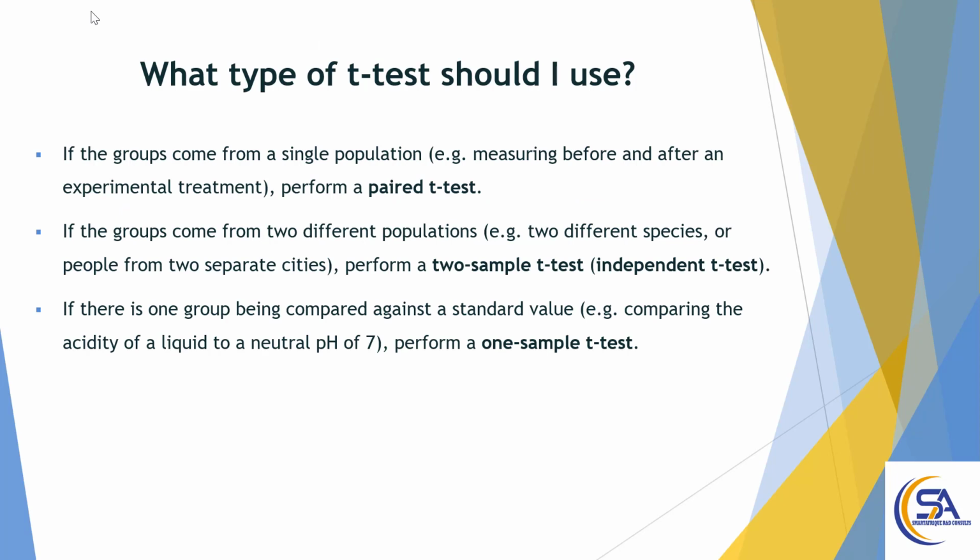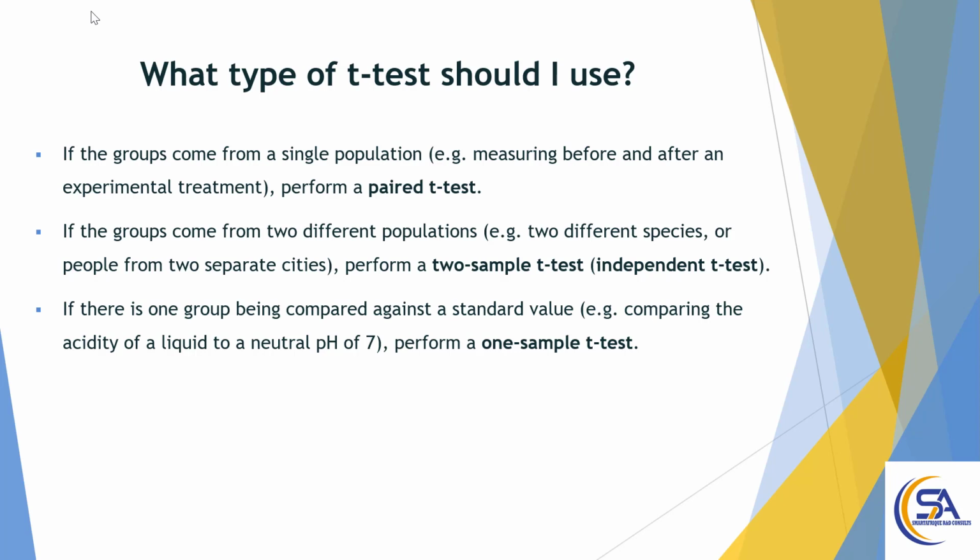Now, if the groups come from a single population, that is, measuring before and after an experiment or treatment is performed, a paired T-test is used. You want to compare two groups within the same population, you use a paired T-test. Now, if the groups come from different populations, in this case you want to test two different species or people from separate cities, you perform a two-sample T-test, also called an independent T-test. That's because the groups you are comparing come from different populations.